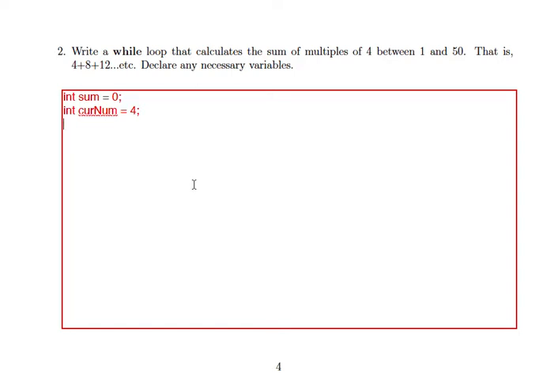So 50 is not actually a multiple of 4, but let's see. Well, while cur_num is less than 50, I will continue to loop. Sum plus equals cur_num, add it in. Update cur_num for the next time through. And that should do the trick.